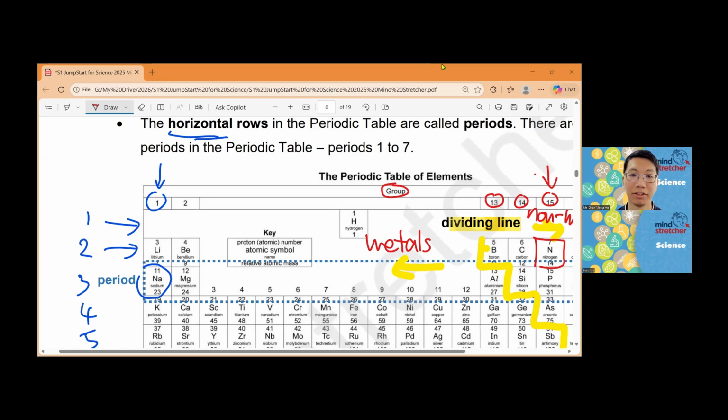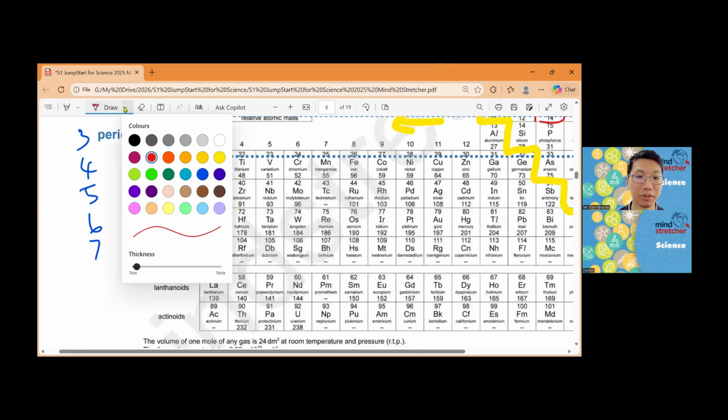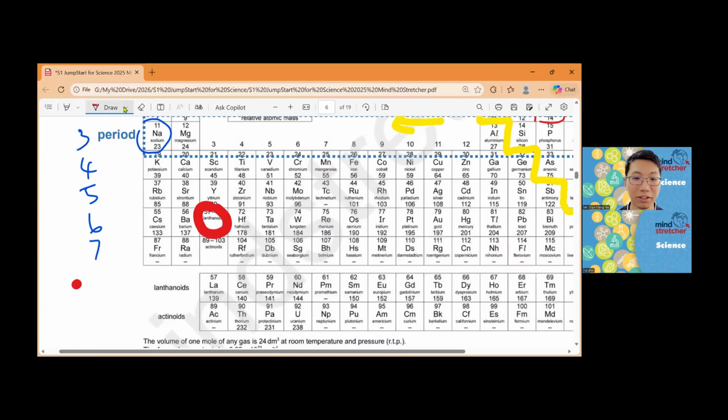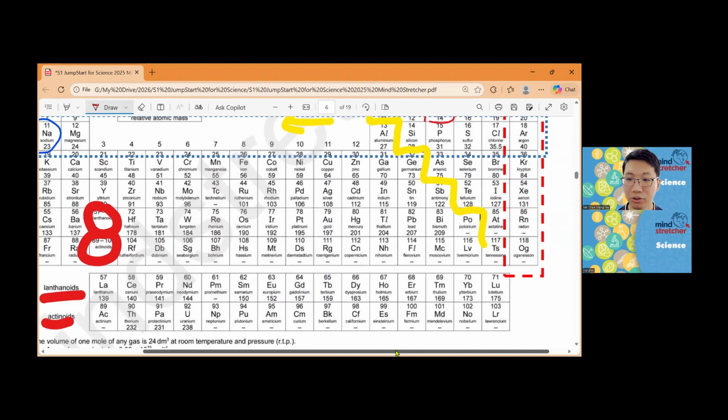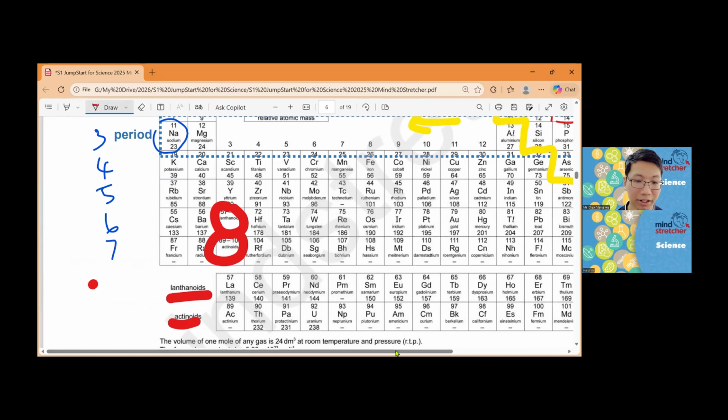Oh, some of you are asking about the lanthanoids and the actinoids. Okay, don't worry about those. Don't worry about all this below here. I just put it in red here. This is lanthanoid, this is actinoid, and these are the ones below here. It's just a name for these groups of elements. Those from 57 to 71 are called the lanthanoids, and so on. They are just different names for this group of elements, but you do not need to be too concerned about them.